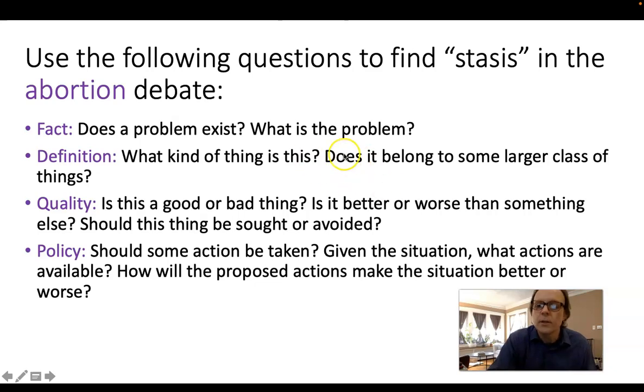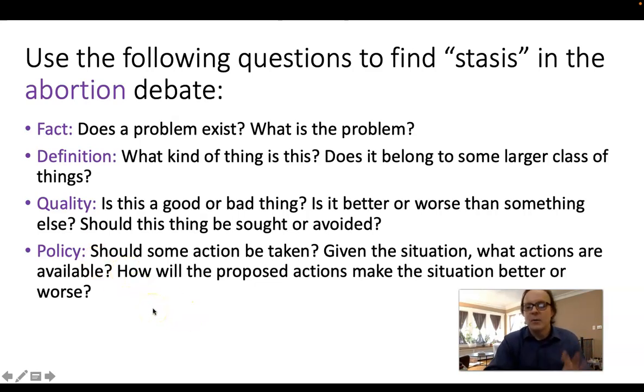It's an infringement on people's rights. It's taking away rights that have been guaranteed for 50 years, or it's a kind of a crime, because it's murder. You'd have to look at either side of that. And then the quality, is it good or bad, better or worse than something? Should this thing be sought or avoided? And then finally, a policy. Do we need to have a policy? Do we need to make a change? And that would be where you'd get to.